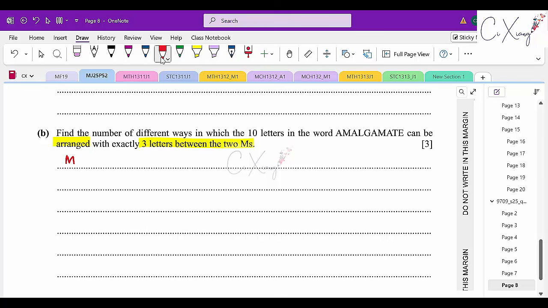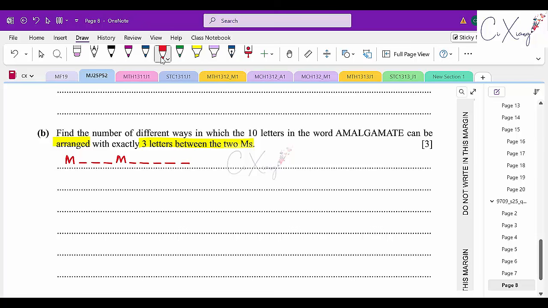Let me write it out first. 3 letters between two M means that I'm having M, then 1, 2, 3, then the other M. Then after that, 1, 2, 3, 4, 5. 5 letters here already, right? Then 6, 7, 8, 9, 10. Okay, there are many ways for us to do the calculation for this one.